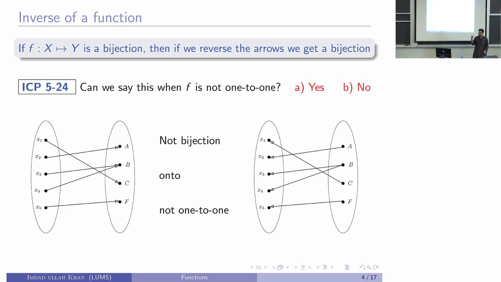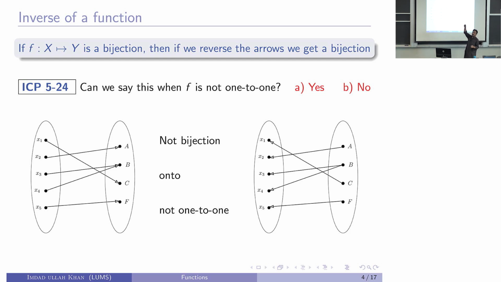Look at this function. Is this function onto? This function on the left, is it onto? Is it one-to-one? It's not one-to-one. If I reverse the arrows, do I get a function? Or what type of function do I get, if I get one at all? If I reverse the directions, if I make the image the pre-image and the pre-image the image, the codomain the domain and the domain the codomain, will I get a function? Why not?